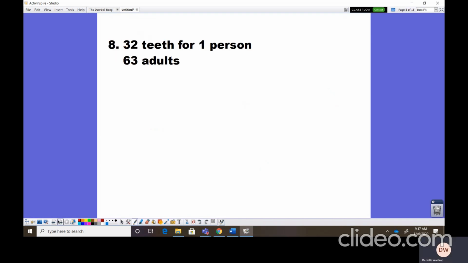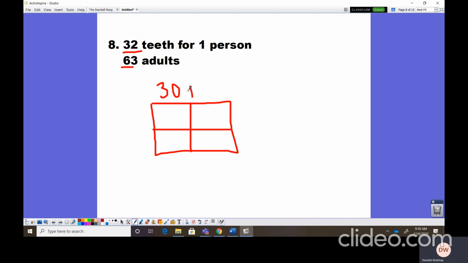Number 8. An adult human has 32 teeth. If there are 63 adults in a room, how many teeth are in the room, assuming that everybody has all 32 of their teeth? So there's 32 teeth in a mouth. There's 63 mouths, 63 adults. So I know it's going to be 32 times 63. So I need 4 boxes. A 2-digit by a 2-digit for this one. Expanded form. 32 is the same as saying 30 plus 2. 63 is the same as saying 60 plus 3.